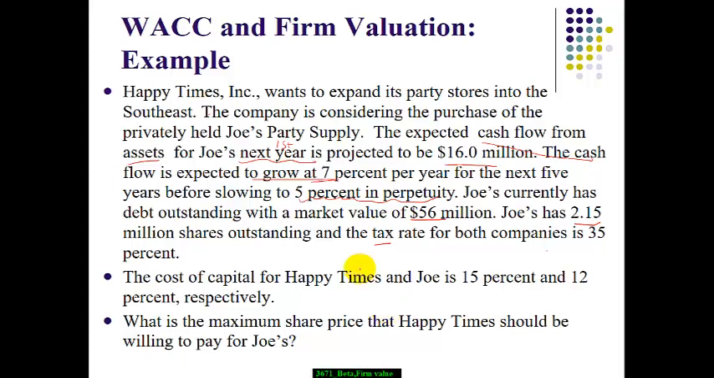Joe's company? So here the focus is Joe's Party Supply. We want to find the firm value of Joe's Party Supply. Then we are able to find the equity value and the stock price per share. The first year cash flow from assets is already $16 million. It grows at 7% for the first 5 years, then 5 years later, grows 5% forever.